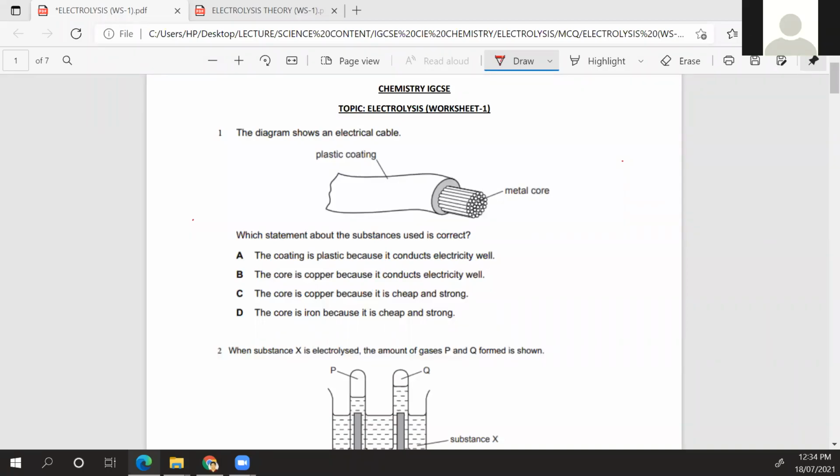Yes, miss. What could be the answer for this? The core is copper because it conducts electricity well. Yes, that's absolutely correct. The answer is B, the plastic coating and the metal core.